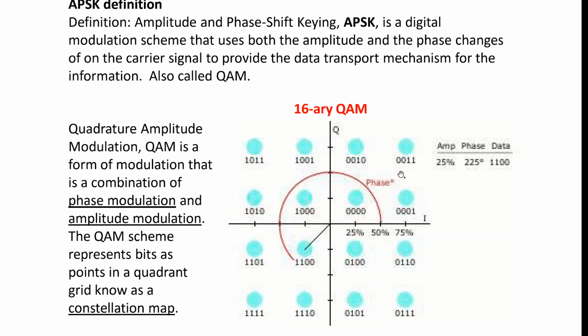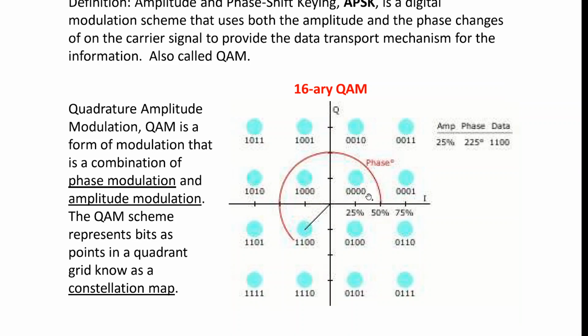This is the constellation diagram for 16 QAM. You can see that each symbol represents 4 bits. Here we are using a Gray code mapping. As you can see, two adjacent symbols change in only a single bit. That is for reducing the probability of error.